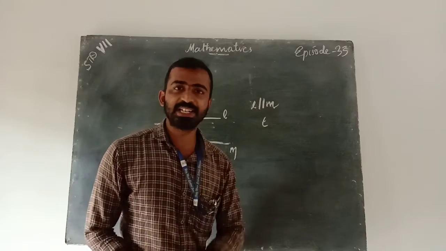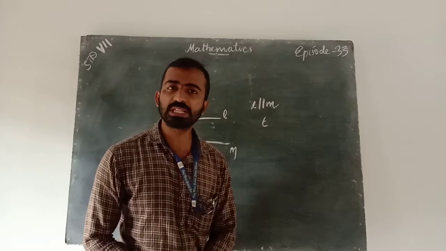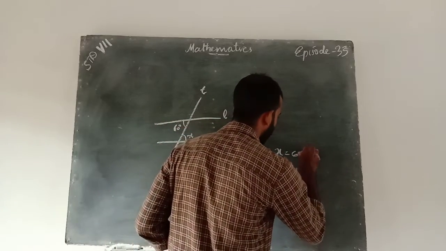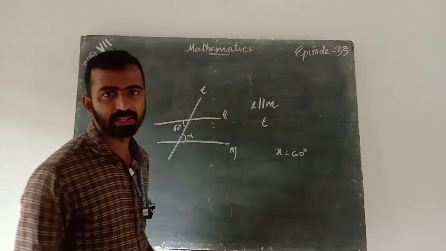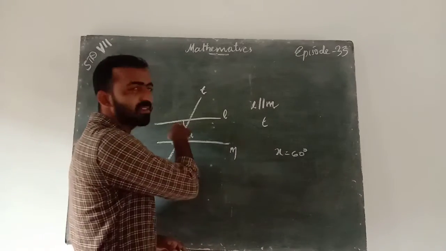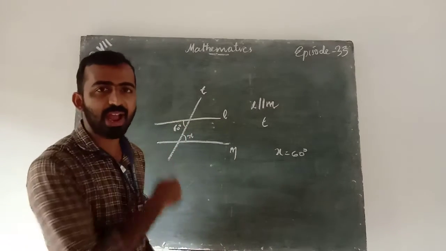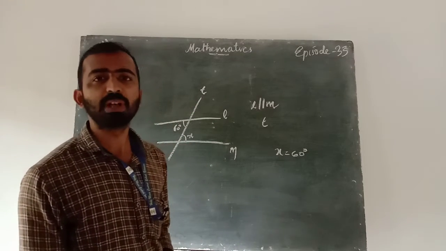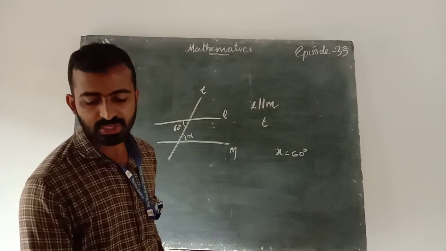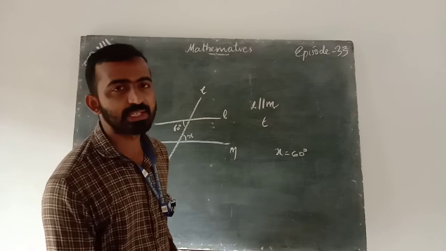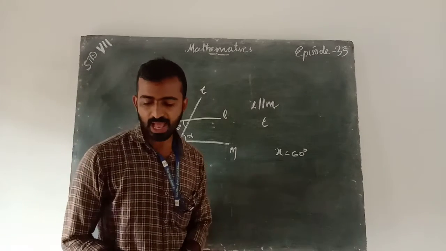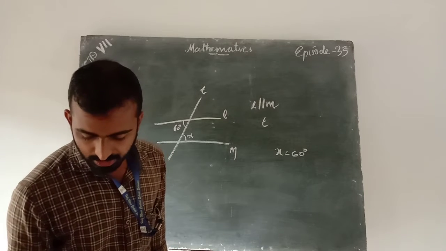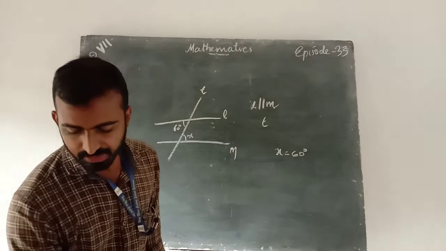The answer is 60 degrees. Why? What is the reason? X equals 60 degrees, because its alternate angle is 60 degrees, so it must be 60 degrees. Is it? Yes. And next, Try This.